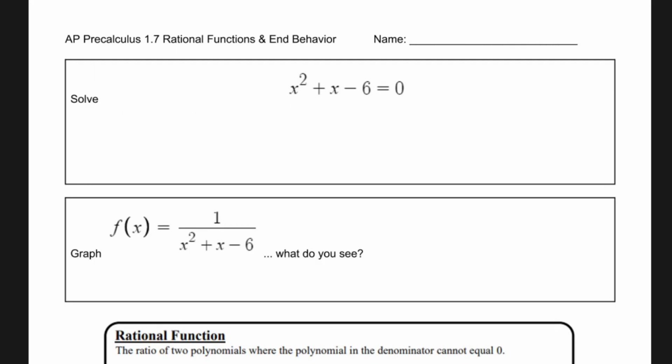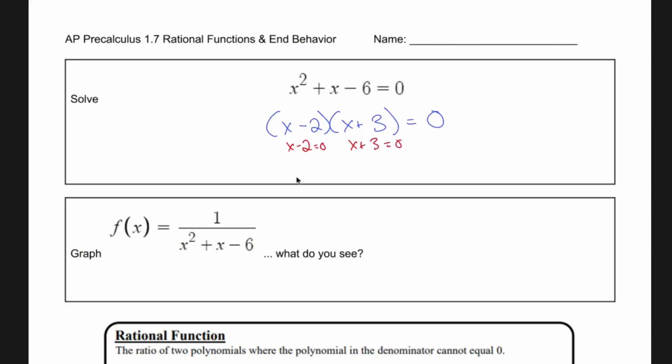First thing that we're going to do is solve this one right here by factoring. Two numbers that add up to 1 and multiply out to -6 are -2 and +3. We're factoring that quadratic. Now we're going to use the zero product property and set each of these equal to 0. So x minus 2 equals 0, x plus 3 equals 0.